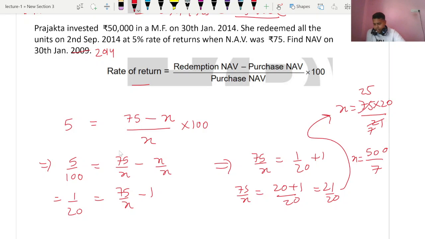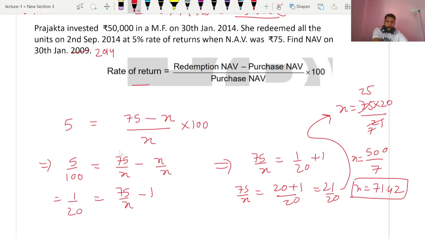Of course I don't need a calculator, but 500 divided by 7, so x is equal to 71.42. Okay, so this is the net asset value on 30 January 2014.